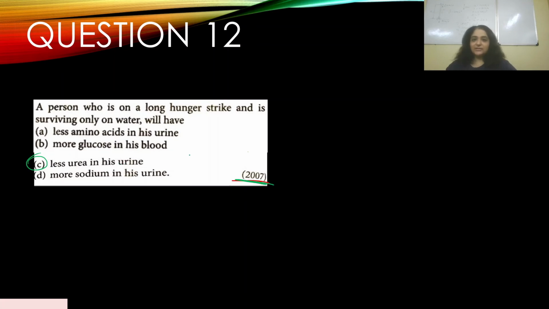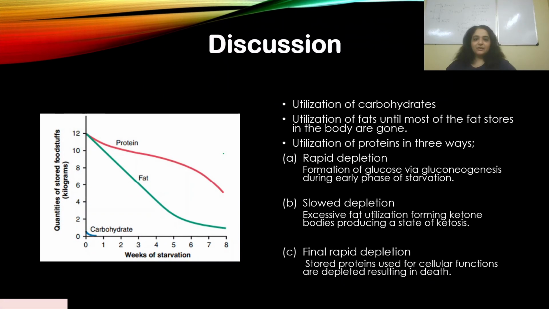Okay, we will look at the discussion. So the answer is C. The appropriate answer is less urea in his urine. Let's see what happens to our body in starvation. So you have the discussion here.